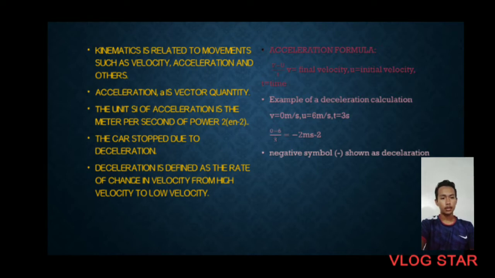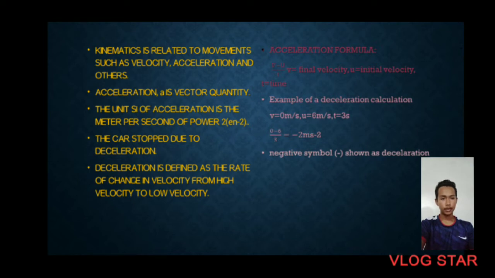The movement of the car to stop is due to deceleration. Deceleration occurs when the final velocity of the car is lower than the initial velocity of the car at a given time. The acceleration formula is written as v minus u divided by t, where v is the final velocity, u is the initial velocity, and t is the time.